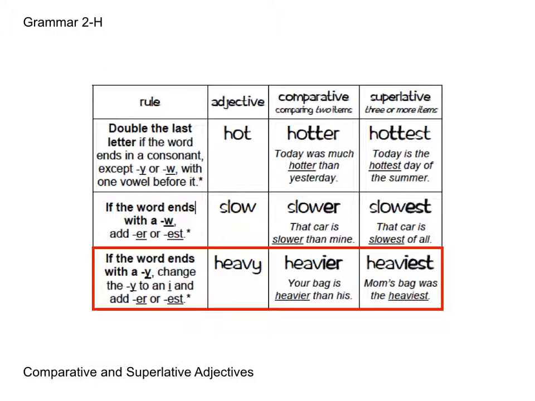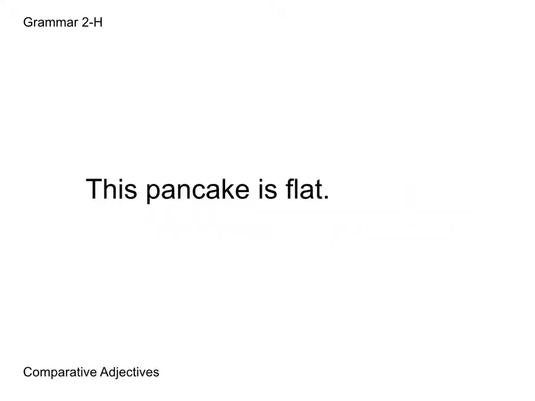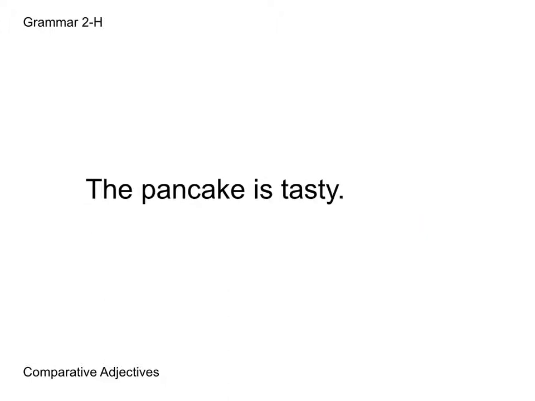So let's look at examples of comparative adjectives first. We have the sentence, this pancake is flat. Now we're going to change that into a comparative form so that we have the sentence, this pancake is flatter than that one. Notice that we've changed that one T into two T's, we've added one, and then we're adding ER to the end to make it a comparative form.